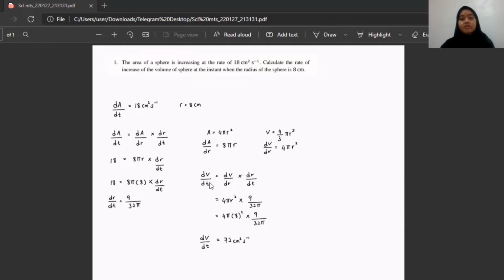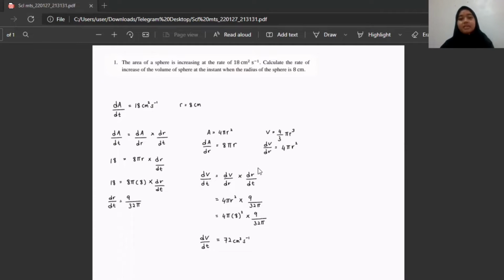We can use the chain rule to get dV per dt: dV per dr multiplied with dr per dt. So we need to find dV per dr and dr per dt. dV per dr we can get from the formula of volume, which is 4 over 3 pi r cubed. So we need to differentiate this formula. So dV per dr equals 4 pi r squared. So we need to find dr per dt.